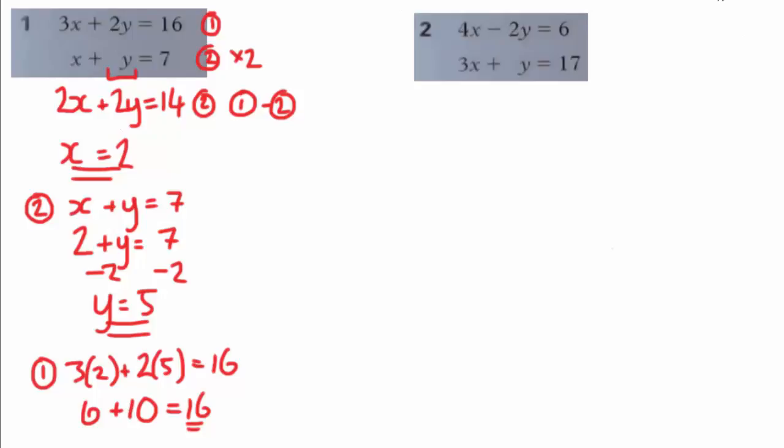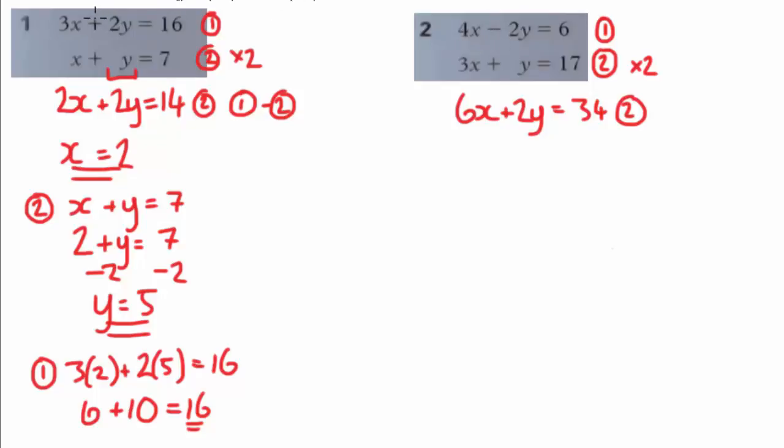So if we go on to the next one, again, it's very similar, just number them, and we want these two coefficients to be the same. So how do we do that? Well, it's obvious, just like the previous one, times that by 2. So what we've now got is 6x plus 2y equals 34. Okay, so that's your new equation 2.